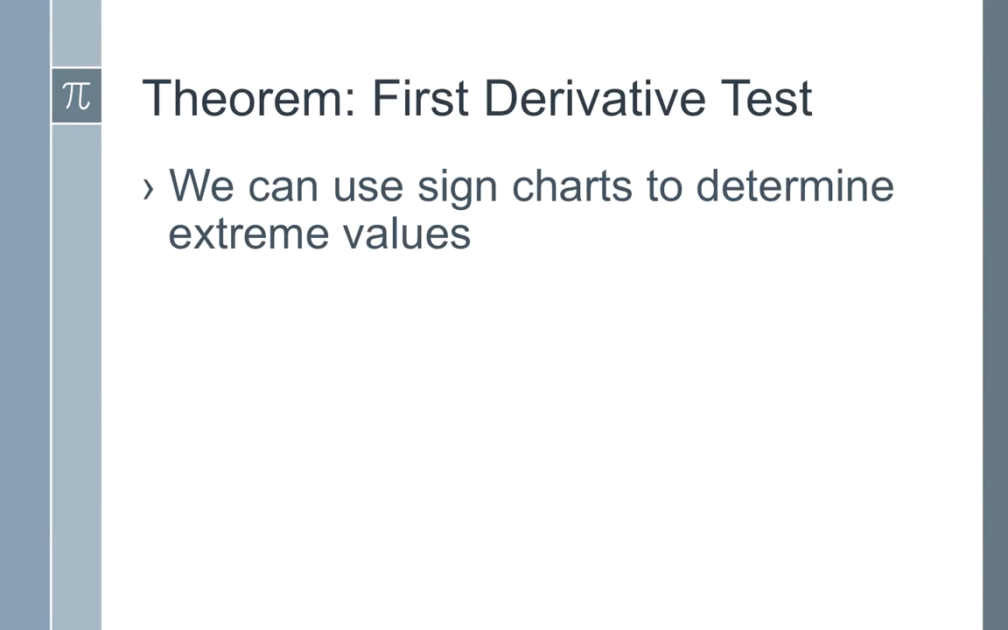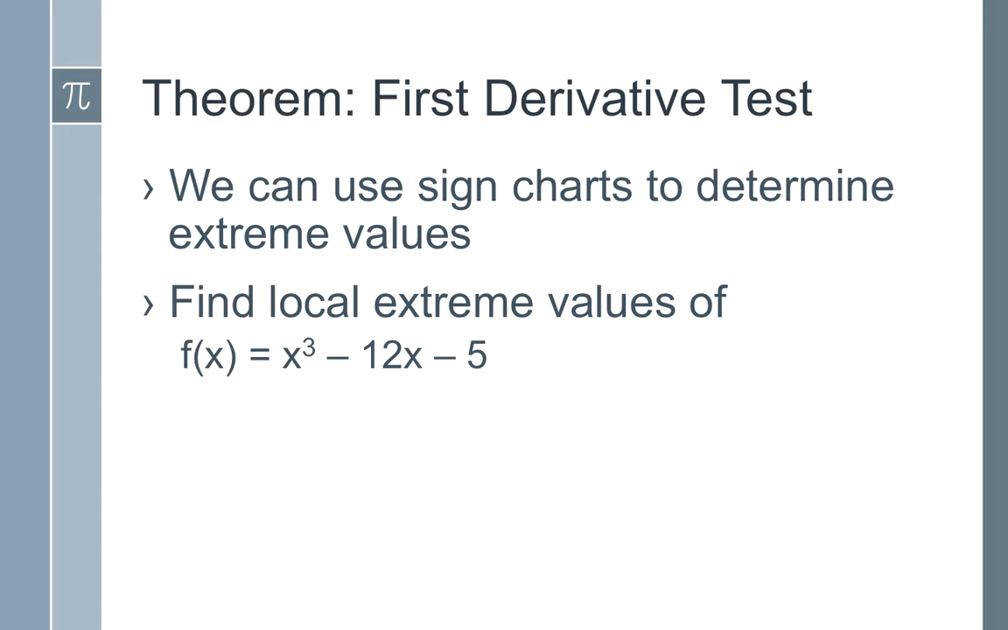Continuing with the first derivative test, there's a lot of things we can determine from the first derivative. We can use sign charts to determine extreme values. This is just a helpful way to do things. What we need to do first is find the derivative and find the critical points. So this is really 3 times (x plus 2) and (x minus 2), if you factored that.